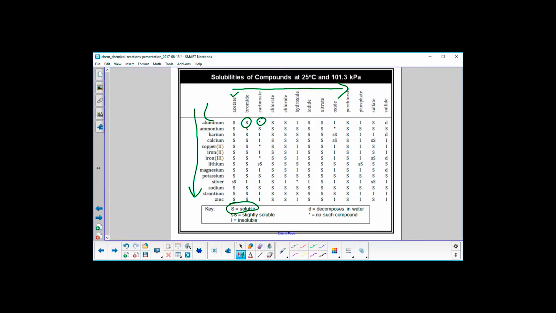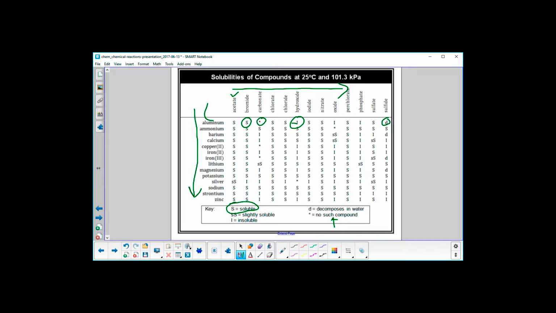Aluminum carbonate, it has an asterisk there. That means that doesn't exist in nature. No such compound. And then you just go across the row, and here, aluminum hydroxide is insoluble. And what else do we have? Aluminum sulfide would decompose in water. And what's the other one we need?